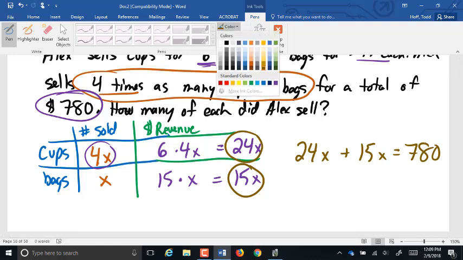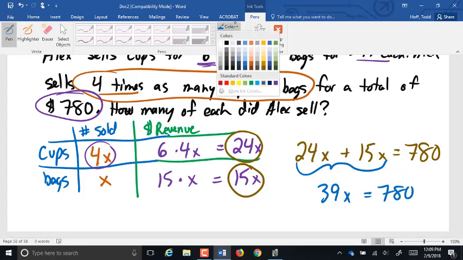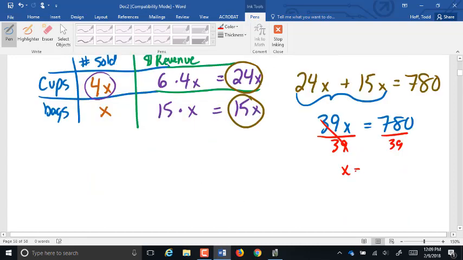Now we go ahead and go through our process. Are there things we can combine on each side? And yes, there is. 24X and 15X make 39X equals $780. So nothing more to combine. Is the variable on one side? Yes, it is. So now we go ahead and solve. We divide by 39 to get X by itself. X equals 20.